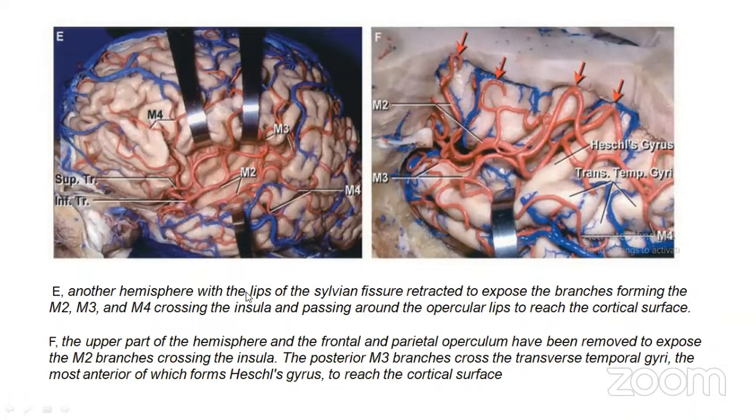This is another hemisphere with the lips of the Sylvian fissure retracted to expose the branches forming the M2, M3, M4, which is crossing the insula and passing around the opercular lips to reach the cortical surface of the brain, where the cortical branches to the brain would be distributed.